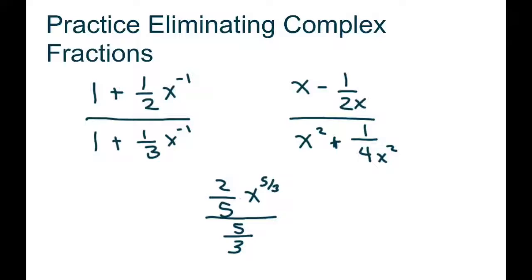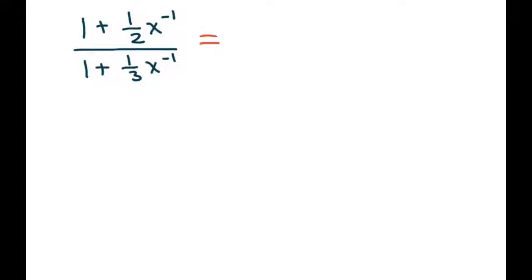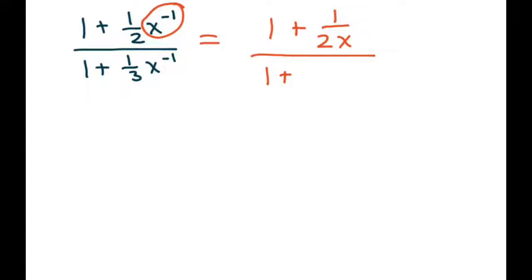Everyone, we're going to practice eliminating complex fractions, and that means we just want to have one fraction, for example, a over b. Okay, so basically when we have this one, I'm going to rewrite this as 1 plus 1. This right here can be written in the denominator, so I can get rid of that negative exponent. The same thing with my denominator. I get 1 over 3x.